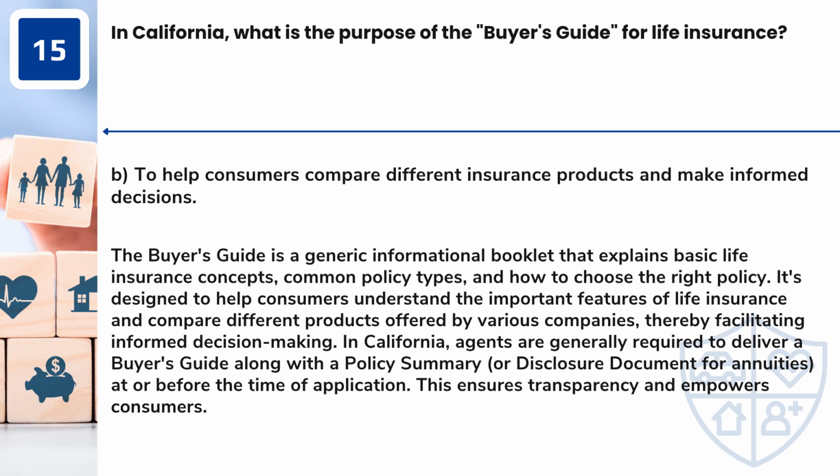In California, agents are generally required to deliver a buyer's guide along with a policy summary, or disclosure document for annuities, at or before the time of application. This ensures transparency and empowers consumers.